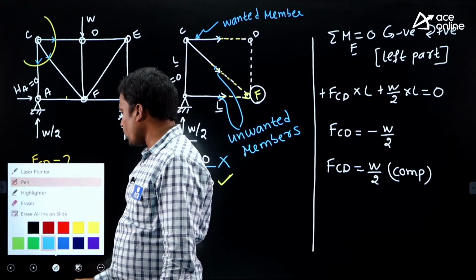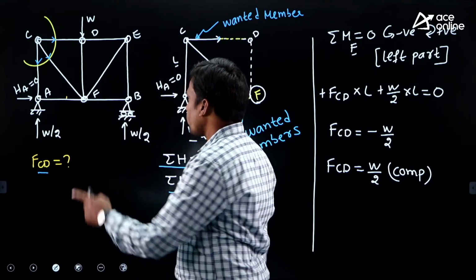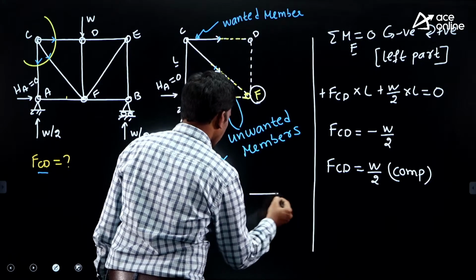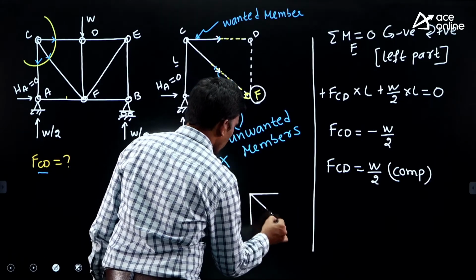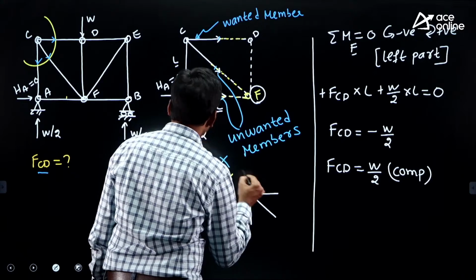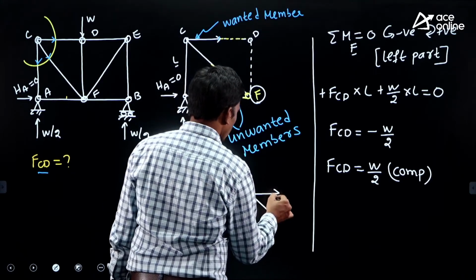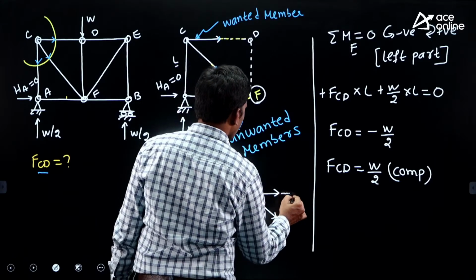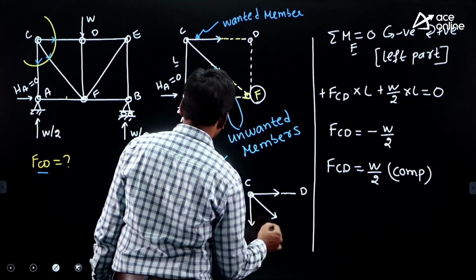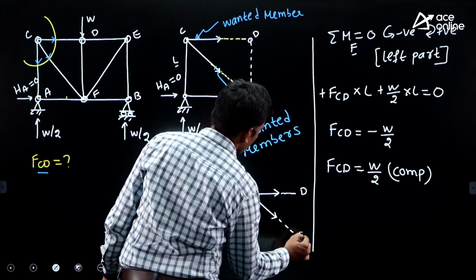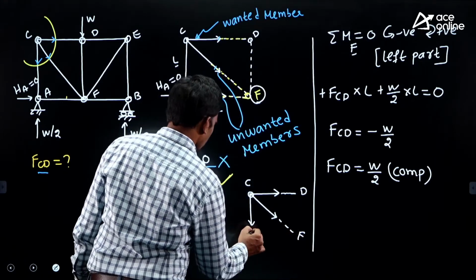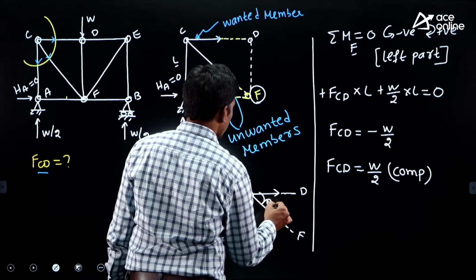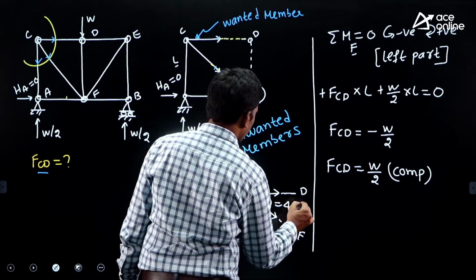Then I told we have to do analysis only for cut members. Now I'll draw the free body diagram separately. Okay, I'll write it here. So this is the free body diagram of which joint? C. Okay, so here it is tensile force. Then this is the joint D and this is the joint F and this is the joint A. This is the theta, 45 degrees.